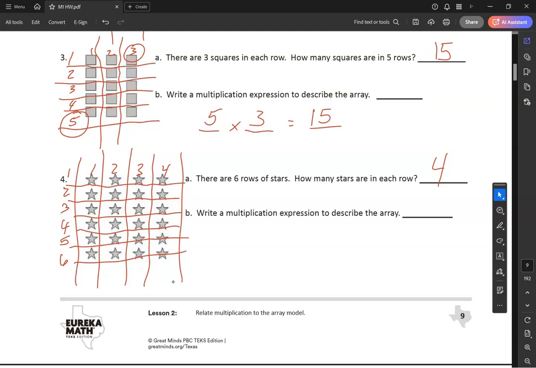Write a multiplication expression to describe the array. Multiplication expression or equation or sentence. Okay. Again, if I labeled, I have 6 rows. I have 4 in each row. So 6 times 4 equals 24.